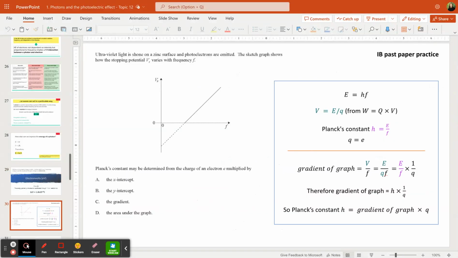I said at the start we had to think about the photoelectric effect graphically. So this is an IB multiple choice question and it links to what we've just talked about. It says, ultraviolet light is shone on a zinc surface and photoelectrons are emitted. The sketch graph shows how the stopping potential, more on that phrase later, Vs, varies with frequency f. So we've got a voltage value on my y-axis and a frequency on my x-axis. Planck's constant may be determined from the charge of an electron e multiplied by what? And it gives you some options.